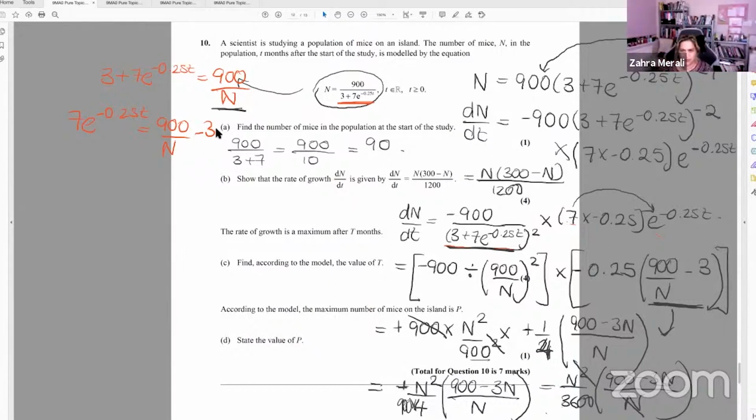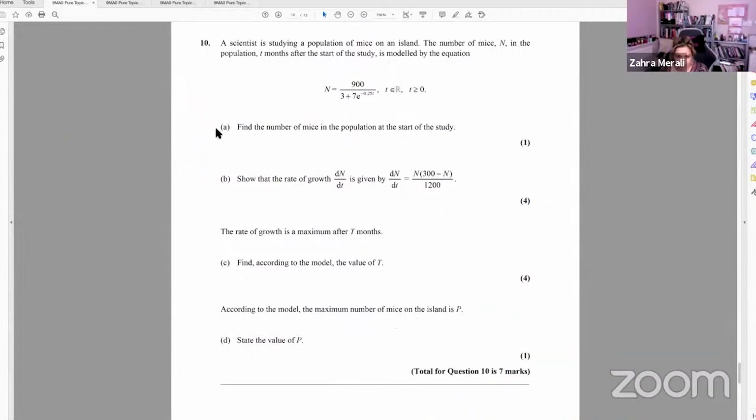Okay, apologies if that was a little bit of a mess, but essentially, when you do this, most of your marks, so 3 out of your 4 marks, are for the differentiation and substituting something in. So the rest, which gets a little bit messy, actually isn't worth more than a mark.